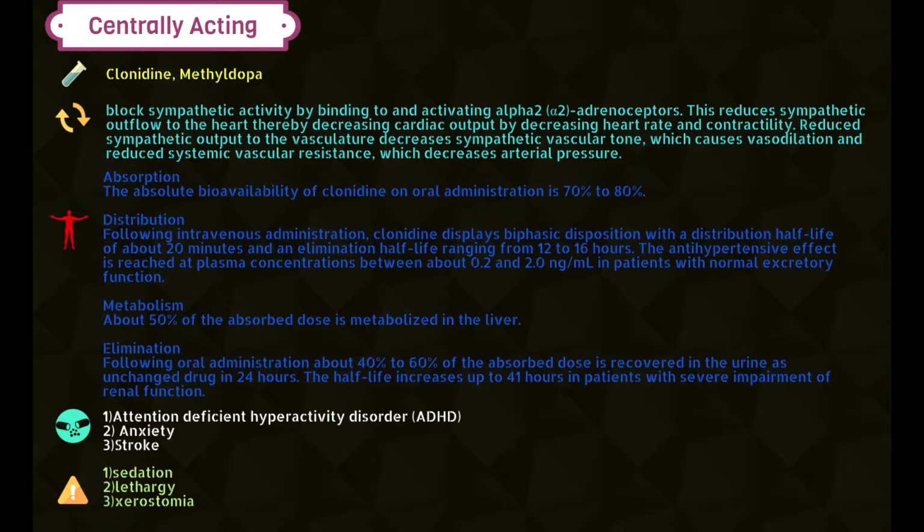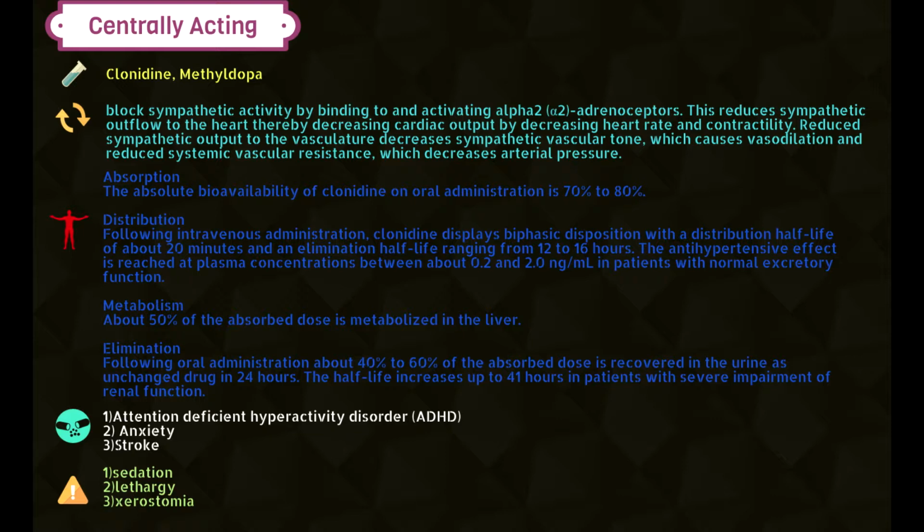decreasing sympathetic vascular tone, which causes vasodilation and reduces systemic vascular resistance, which will decrease arterial pressures. For its pharmacokinetics, absorption: the absolute bioavailability of clonidine on oral administration is 70% to 80%. For its distribution following intravenous administration, clonidine displays biphasic dispositions with a distribution half-life of about 20 minutes and an elimination half-life ranging from 12 to 16 hours.